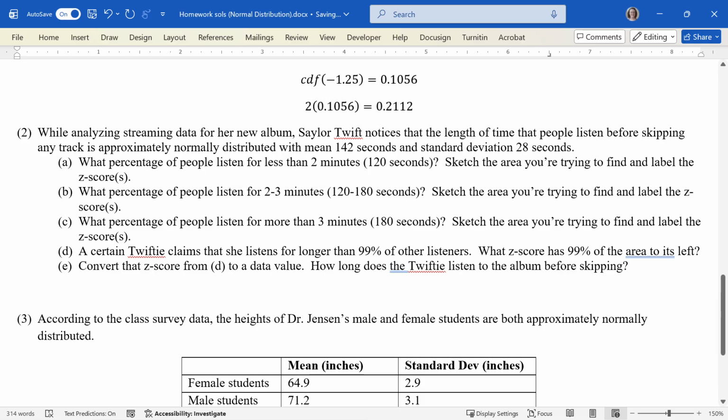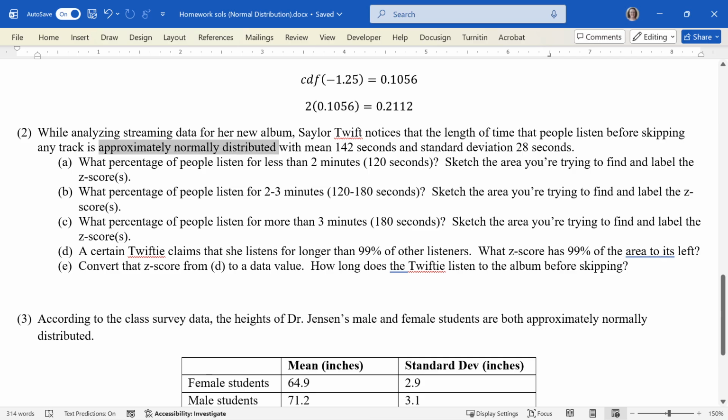Okay, so while analyzing streaming data for her new album, Sailor Twift notices that the length of time that people listen before skipping any track is approximately normally distributed, with mean 142 seconds and standard deviation 28 seconds. Okay, I'm sure you guys are all big Sailor Twift fans. What percentage of people listen for less than 2 minutes? 120 seconds.